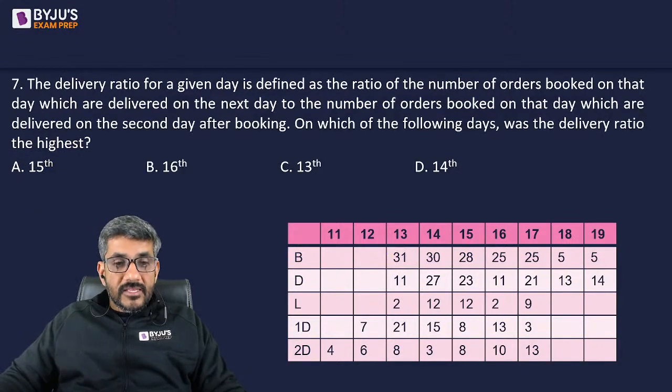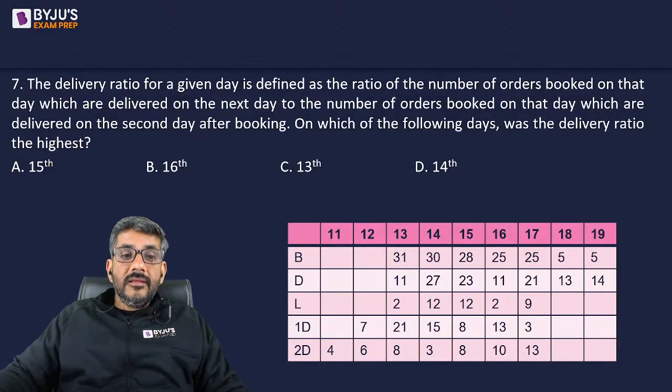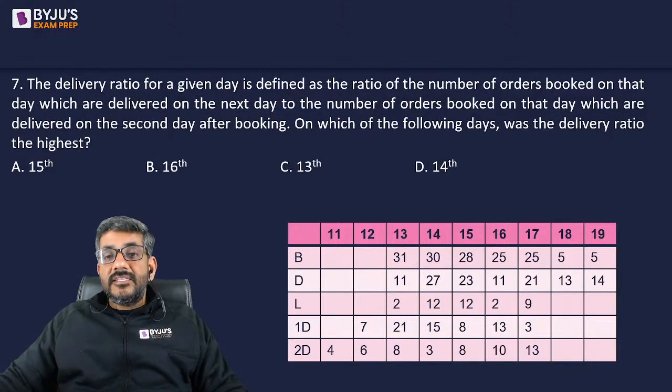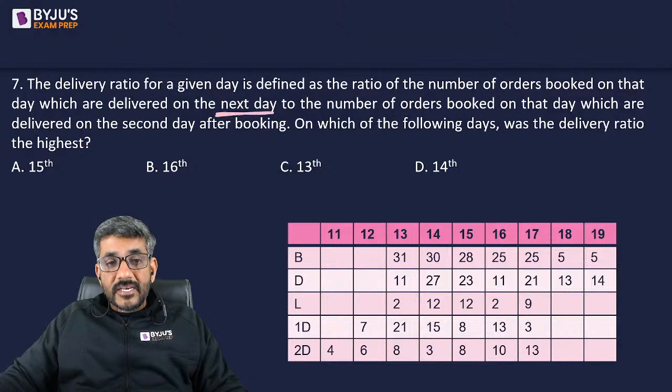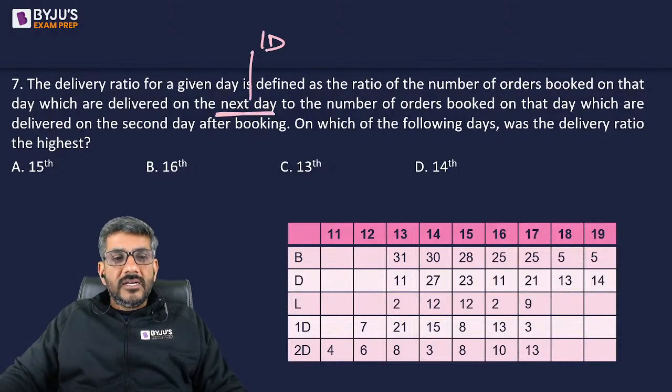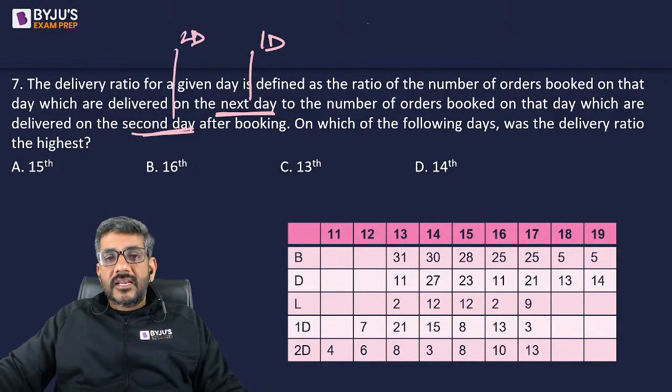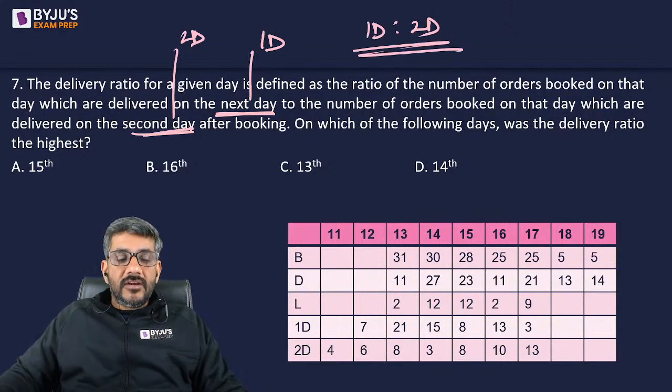Let's talk about 17th now. 17th को क्या कर रहा है? The delivery ratio for a given day is defined as the ratio of the number of orders booked on that day which are delivered on the next day, which actually means 1D, to the number of orders booked on that day which are delivered on the second day, which is the value of 2D. He says it is the ratio of 1D is to 2D. On which of the following days was the delivery ratio highest?